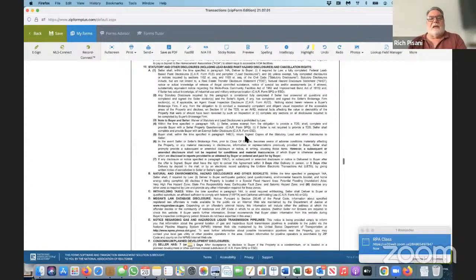So these are statutory requirements. The NHD is also a statutory requirement. So that's really important to know. Somebody have a question? I heard some noise. No? Okay.